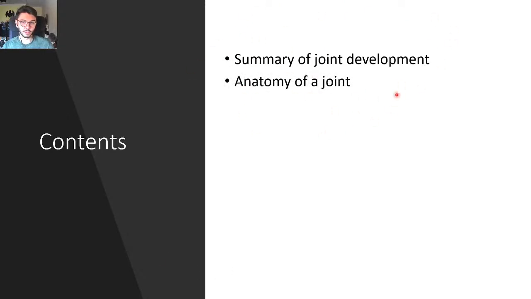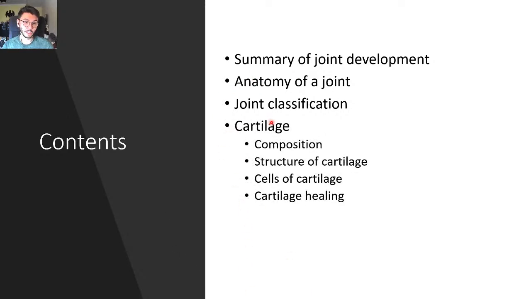The anatomy of a joint, so we're going to have a look at a synovial joint, what it looks like. Talk about the different types of joints. Talk about cartilage, so its composition, its structure, the cells in the cartilage, and the healing. And then go through some sample questions as always.